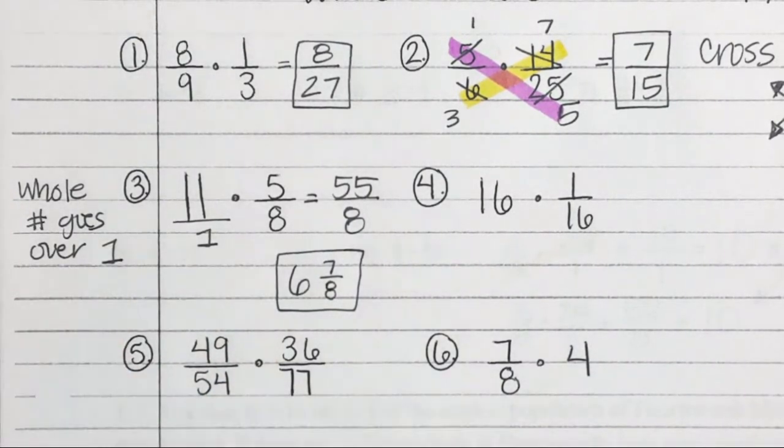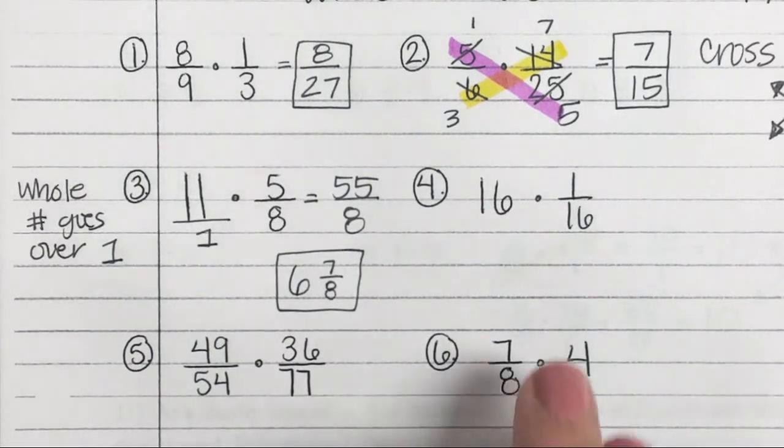So again, I started a chart on the back, multiplying fractions. If we have fraction times fraction, you're going to multiply straight across. If we have fraction times a whole number, you're going to put your whole number over 1 and then multiply straight across. All right, look at the next one.